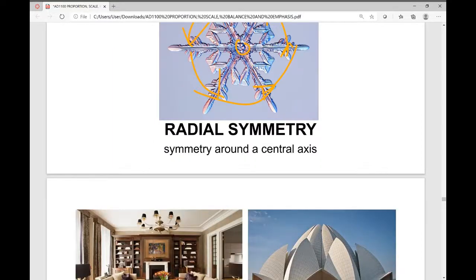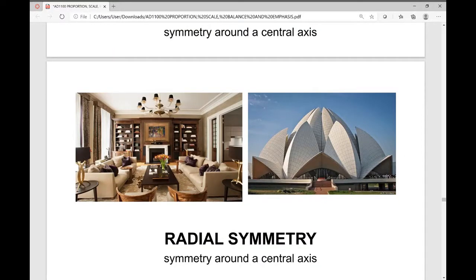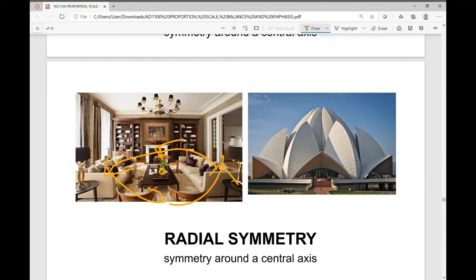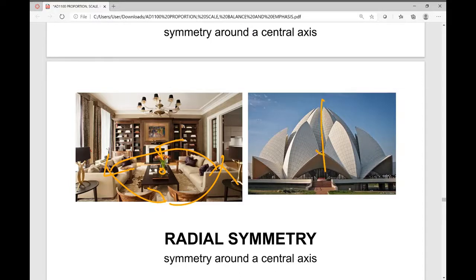You have that symmetry around the central axis. So radial symmetry. You have this center point and it's moving. You have these different weights of symmetry. And then another image of symmetry around the central axis. So this is your central axis. You've got this movement around, up to here. So there is symmetry.